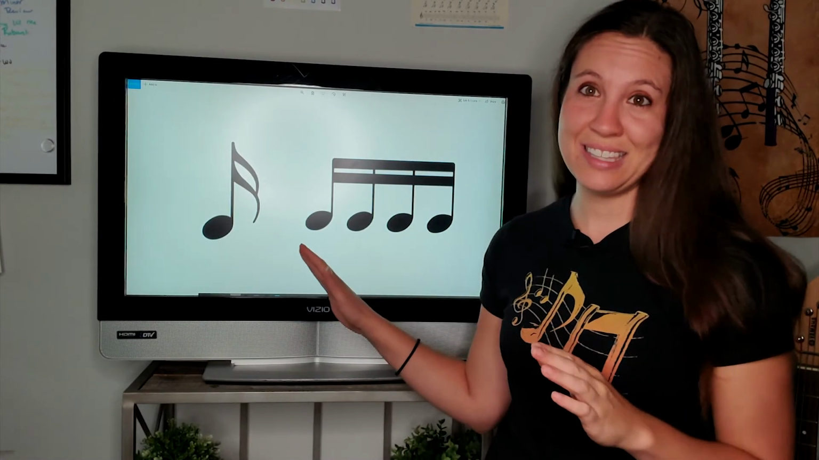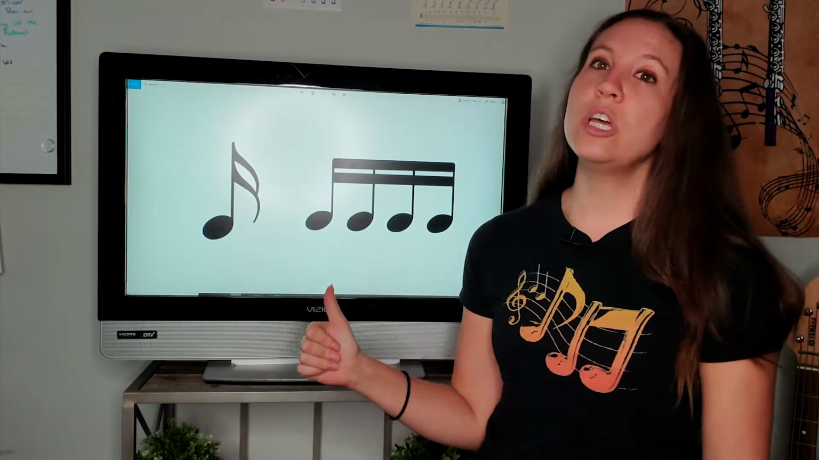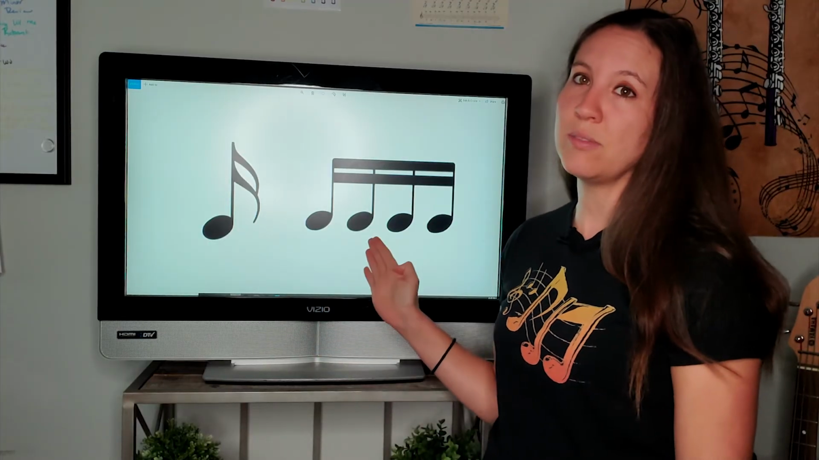So there are so many different variations of seeing the 16th notes. If you play an instrument like the flute, you're gonna see those a lot. So really get used to seeing them and getting comfortable with them.